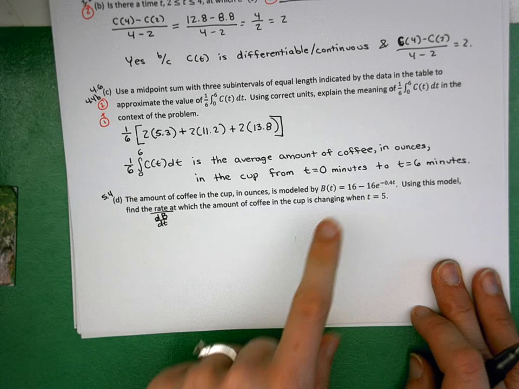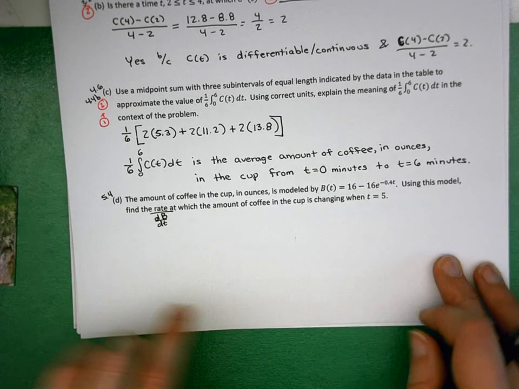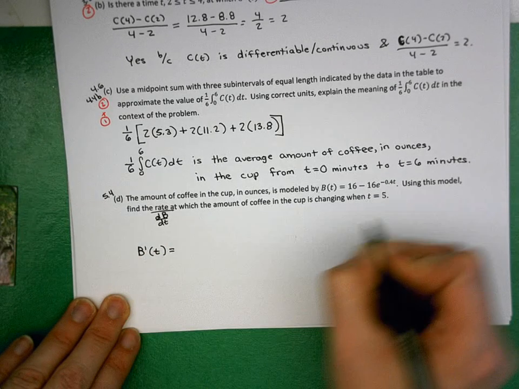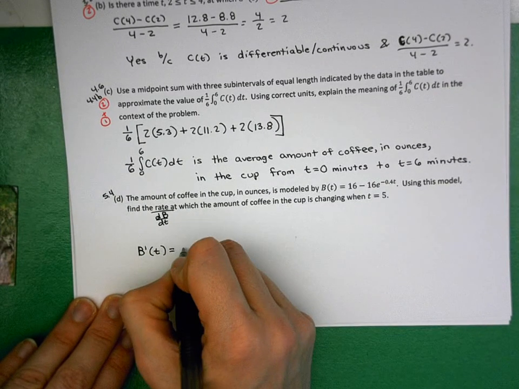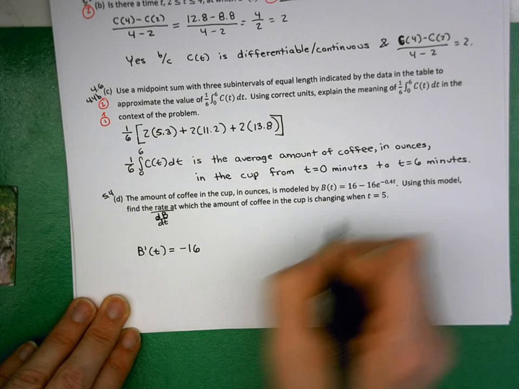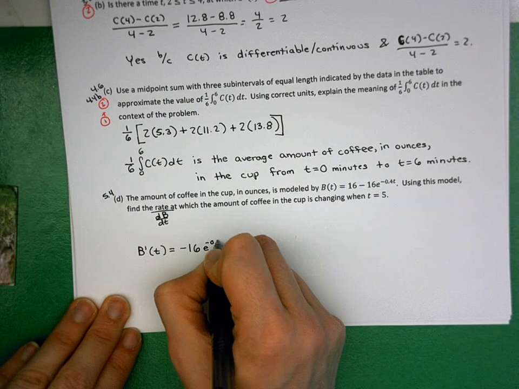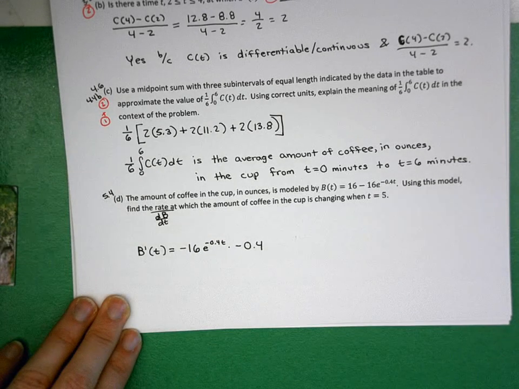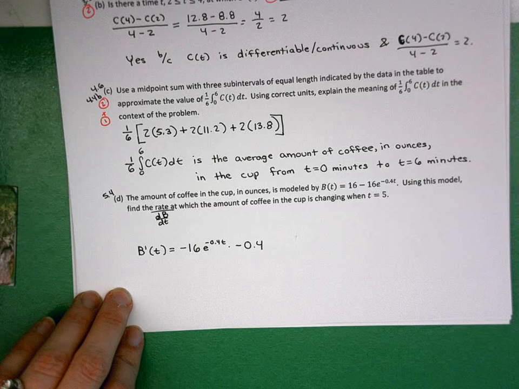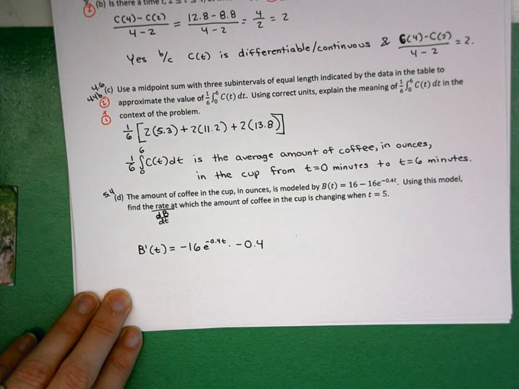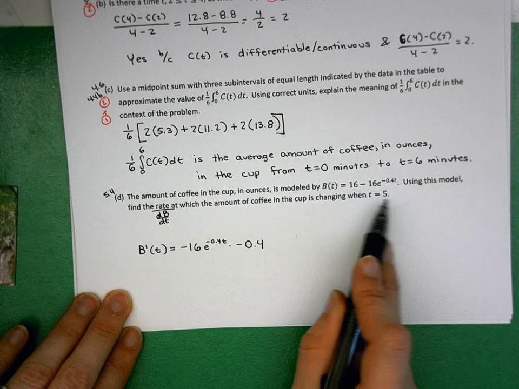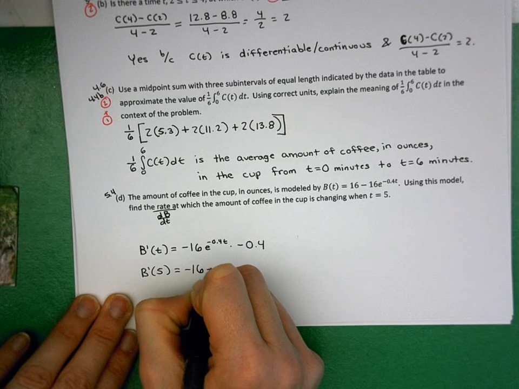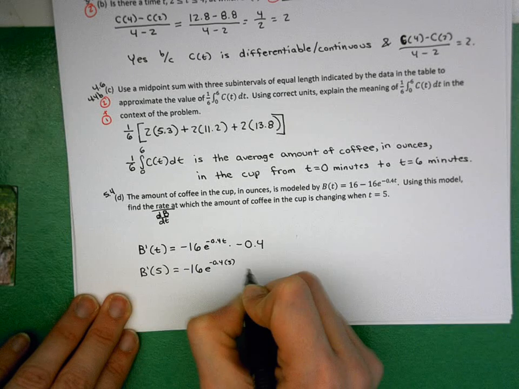Okay, so the derivative here, dB/dt equals, derivative of 16 is 0. The negative 16 is a coefficient. e to the u is e to the u times u prime. My u prime would be negative 0.4. And again, you can simplify that if you want. I wouldn't. You don't have to. And then we're finding that derivative when t equals 5. And so plugging in 5, I'd leave it alone.